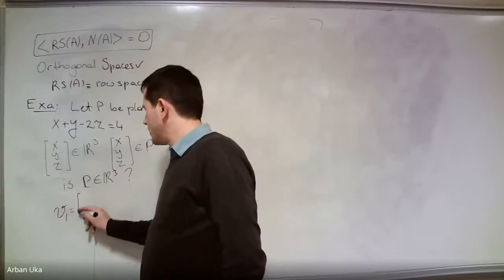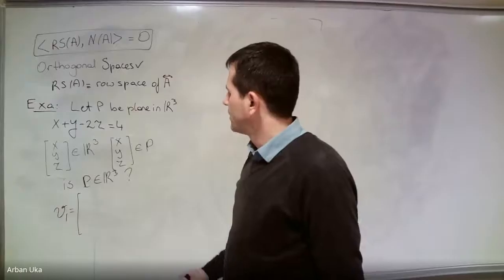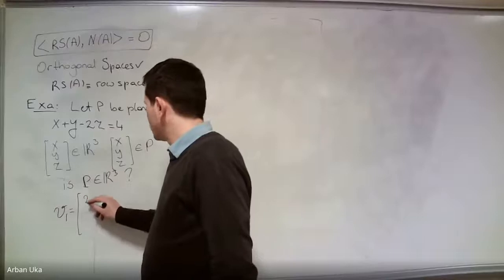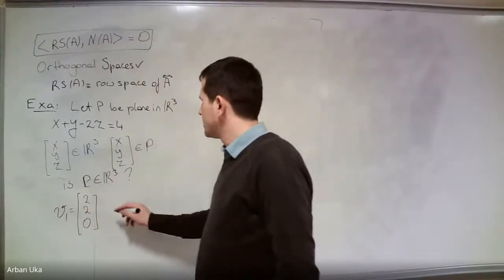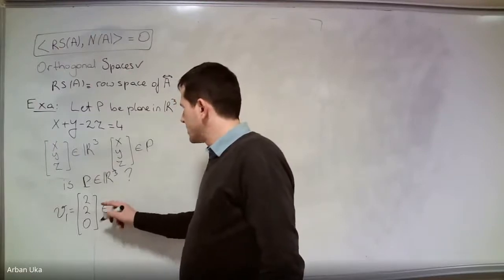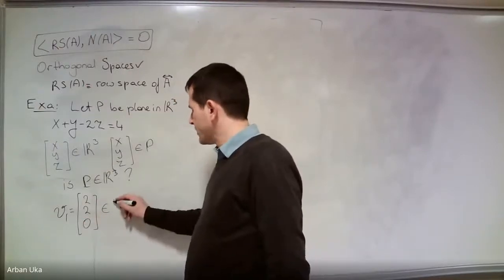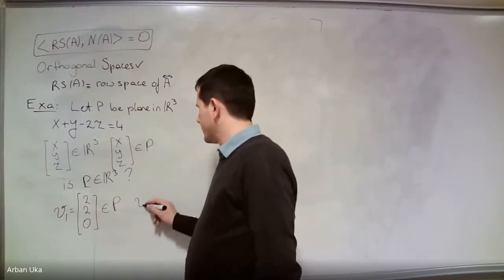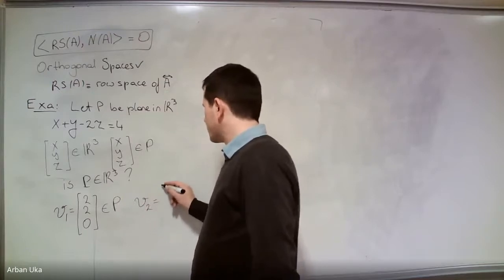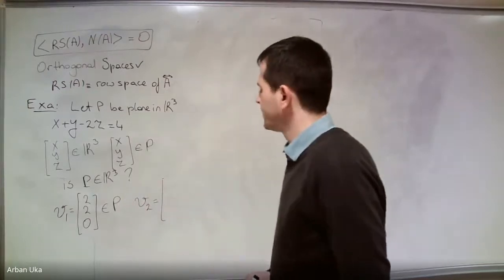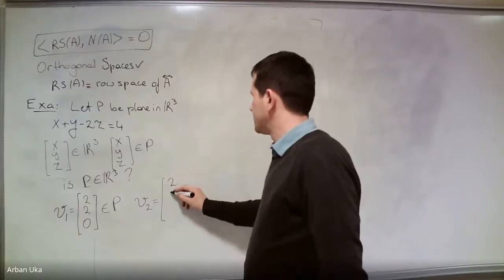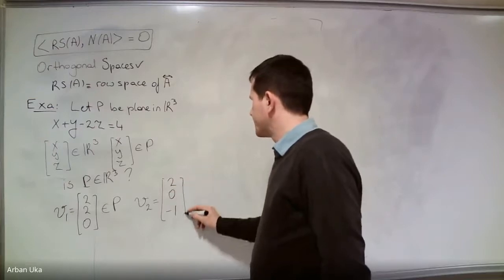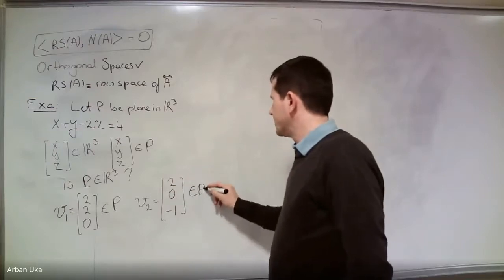Let's find V1. (2, 2, 0). Yeah, that's great. This is a point which is in R3 for sure, but it is also in plane P. Can you tell me a different vector V2 that satisfies this condition too? (2, 0, -1). That's true. This is also an element in P.